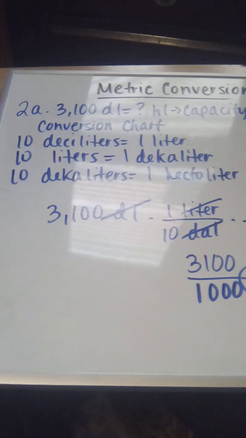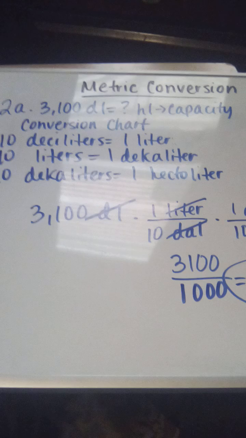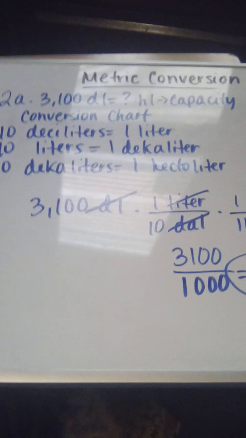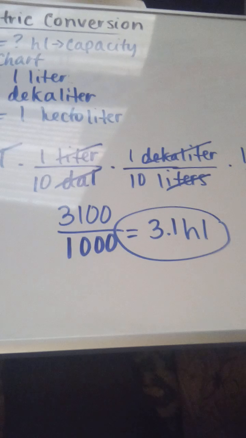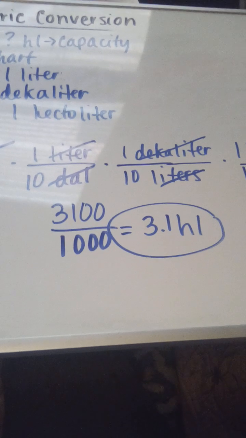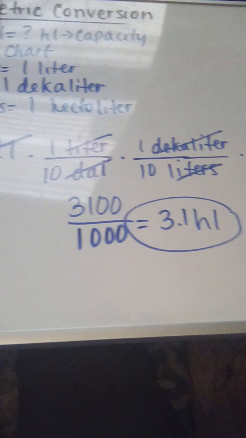There you have it. We're done with 2A. It's a little bit longer. Instead of 2 conversions, it'll be 3 conversions. So, any questions on how I got to this point?